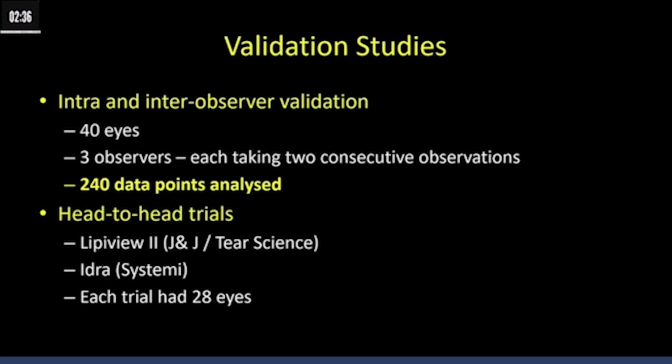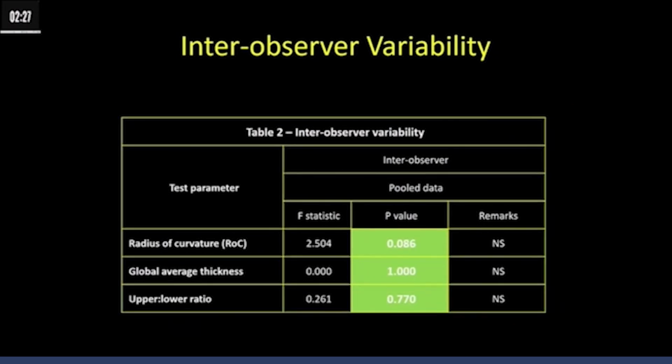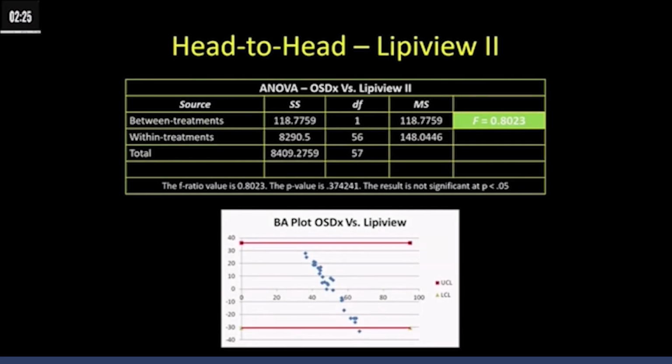We did an ANOVA for establishing the variability, intra and inter-observer variability, both came out to be good. In the head-to-head LipiView, we also did an ANOVA as well as a Bland-Altman plot, and as you can see, in both LipiView 2 and IDRA, the comparatives are good.